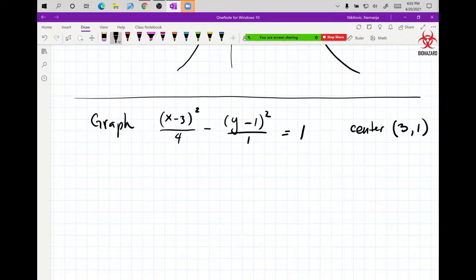Because both of the parentheses have negative signs, our formula has negative signs. It's x minus h and y minus k. So when x is matched and minus matched, then the h is just 3, and then k is just 1.